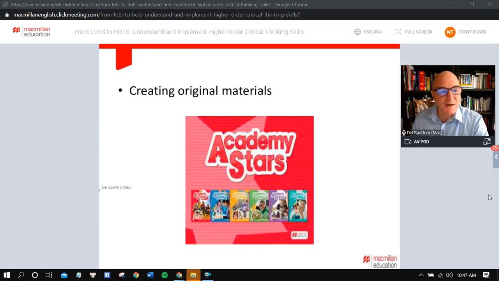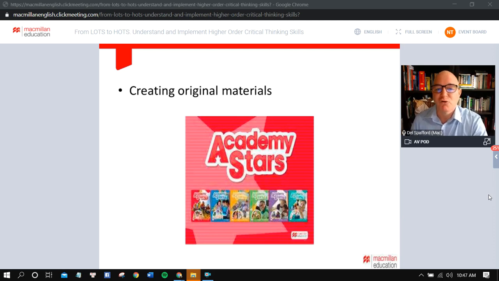And now let's look at how we as teachers can create original materials. And hopefully this won't be too time consuming for you. So when we create original materials, obviously we need to do some preparation. And I know, in fact, it's very, very difficult to find a teacher that has got lots of time on their hands. Generally, teachers are very busy. They've got lots of work to do.